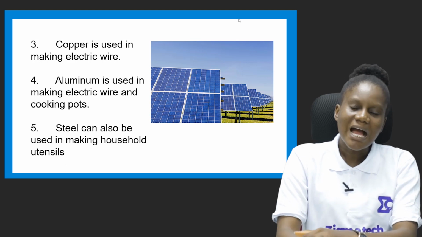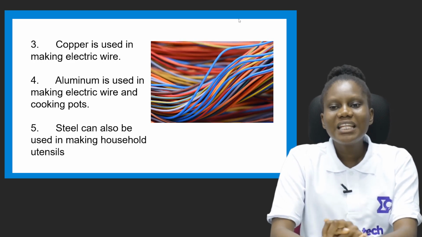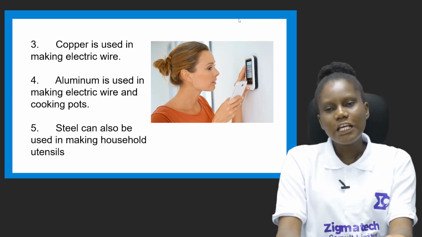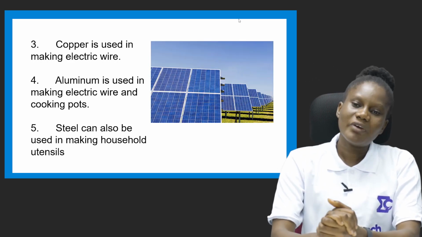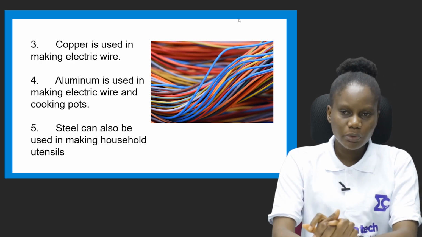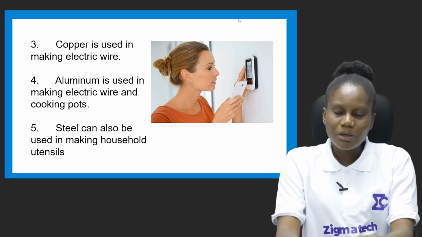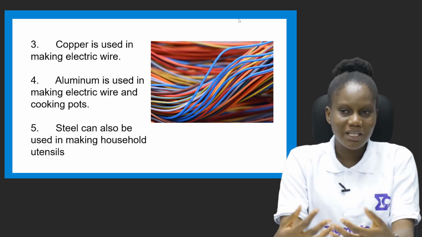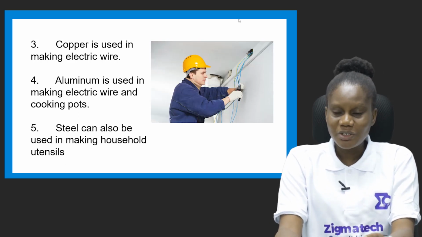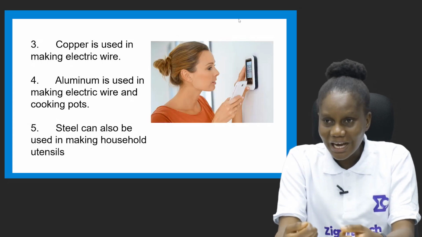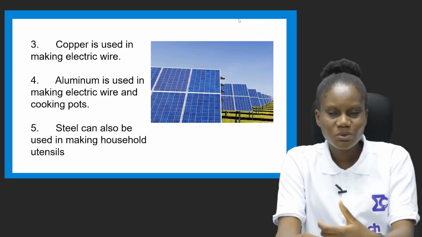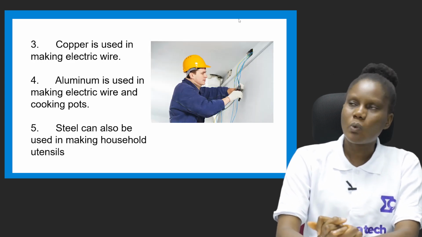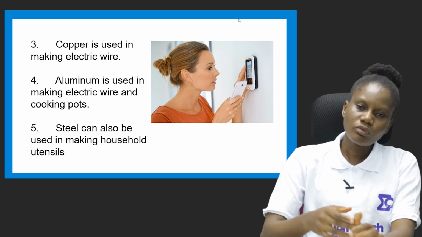Number 4 is aluminium. Aluminium is used in making electric wire and cooking pots. You should be familiar with names such as aluminium pots. It's made from metal. So if you want to be sure it's metal, just take a hard object and hit it on it, and you hear a sound. That is what a metal does. So your aluminium is used in making electric wire and cooking pots.